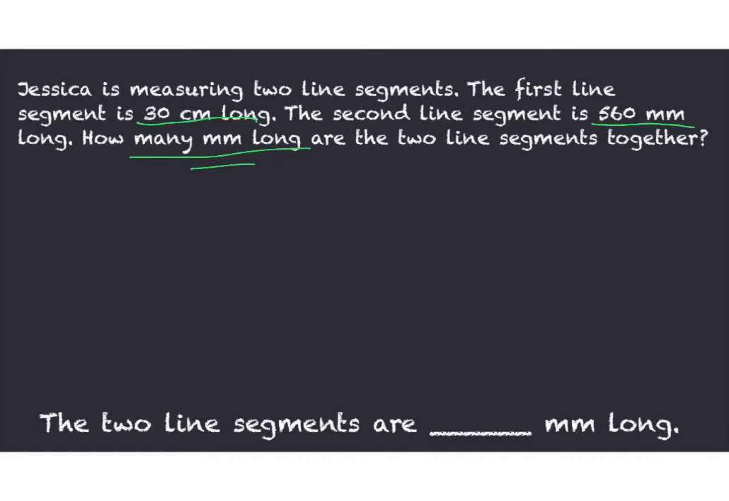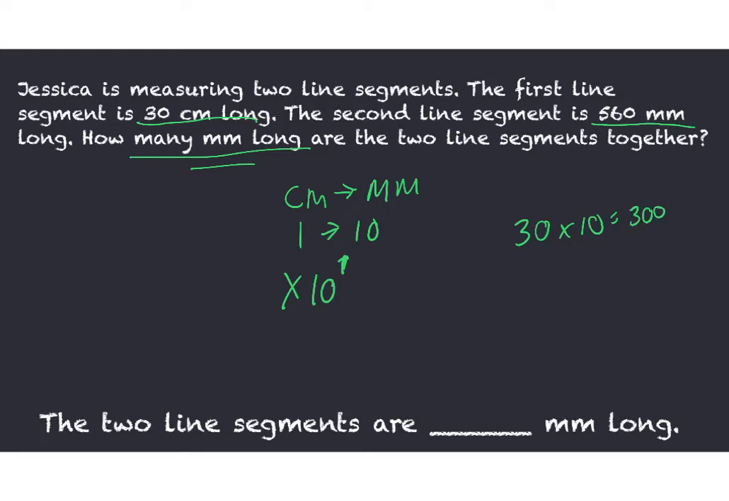So, we're going from centimeters to millimeters. Okay, and we know the relationship is that 1 centimeter is equal to 10 millimeters. So a rule that we could write for that would be times 10 to the first power. Okay, so let's go ahead then and convert that. 30 times 10 equals 300.